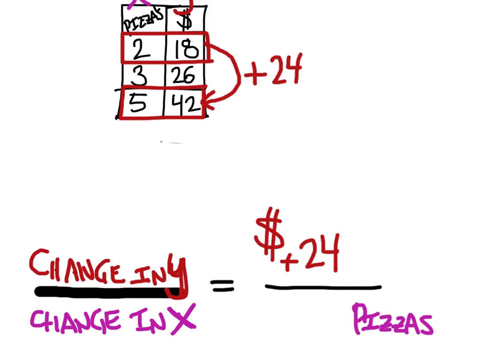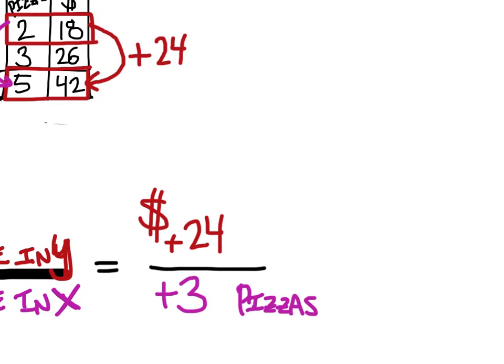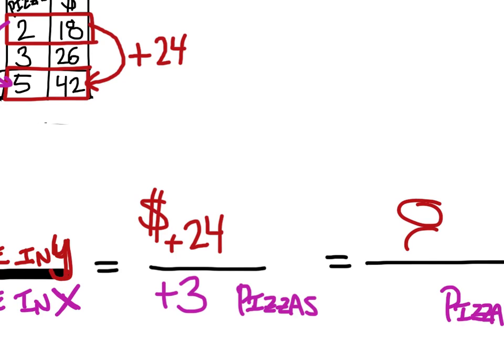Now remember, we did that because our numerator is the change in y. But we now need to figure out the change in x. So from 2 to 5, it will increase by 3. So I've got an increase of 3 pizzas. $24 change for 3 pizzas. This is going to give us a simplified fraction of, very good, 8. So you pay $8 for 1 pizza.